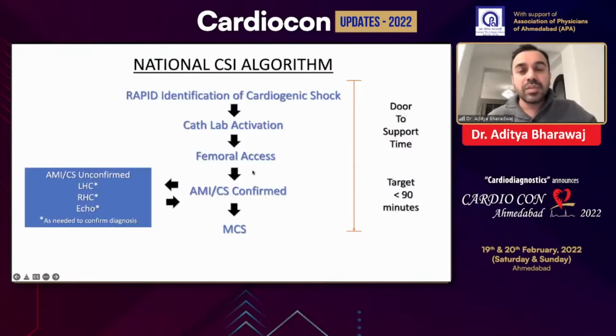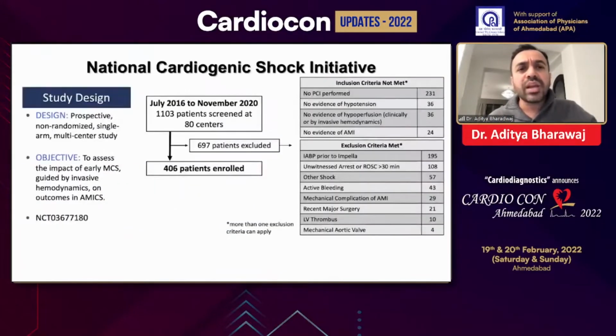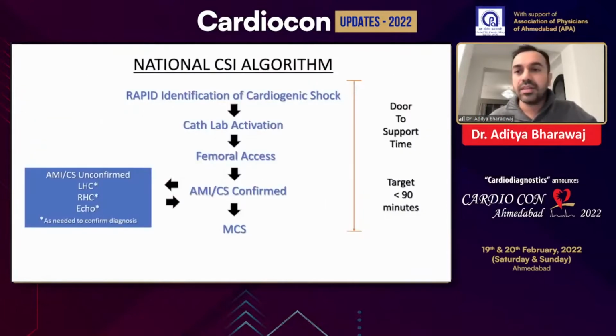So really quick, I'm going to quickly go through this algorithm of the National Cardiogenic Shock Initiative, which you all know was a multi-center trial that was done in the US, and we at Loma Linda were actually part of it. We were one of the highest enrollers. The basic concept of the National Cardiogenic Shock Initiative is early identification of cardiogenic shock, pre-PCI use of Impella. I think that's a very important thing to remember.